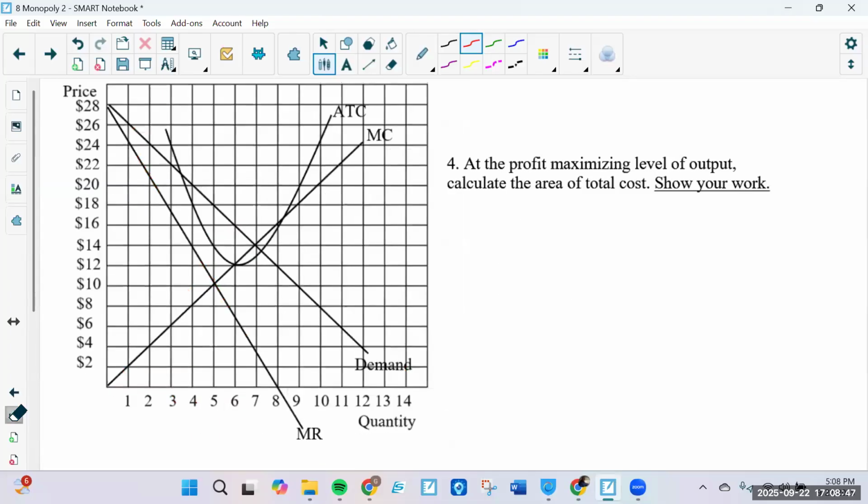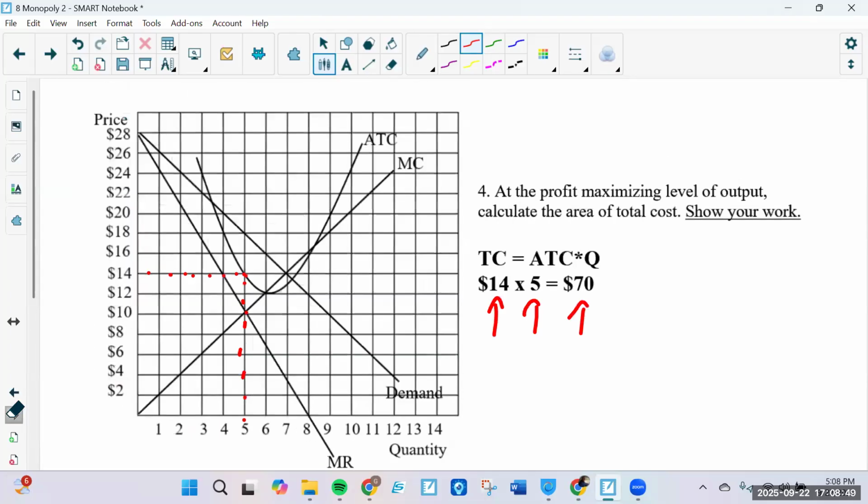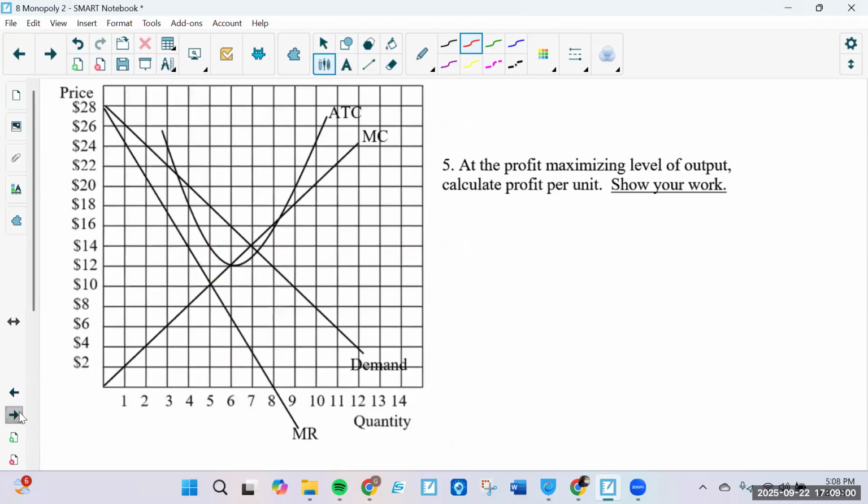Or they may say shade in the total cost, which would be this area right here. So they may make you draw the graph and do it, but if you can do it with the numbers and the graph I'm giving you, you should be able to do that as long as you can draw the graph. All right, then number 5 says at the profit maximizing level of output, calculate the profit per unit.